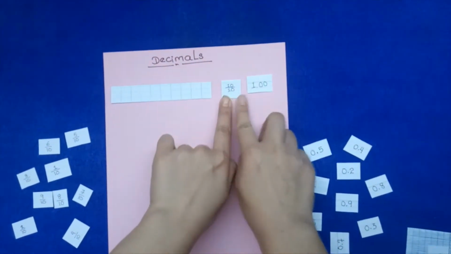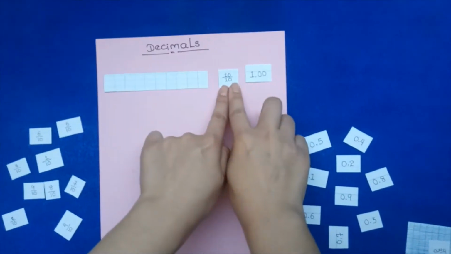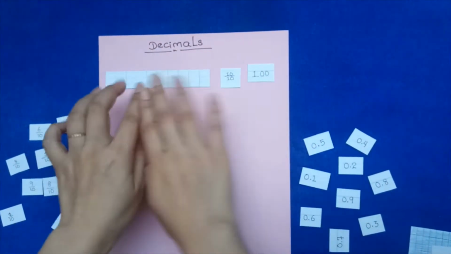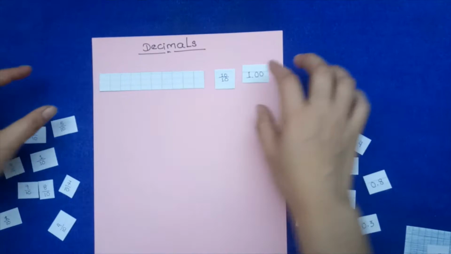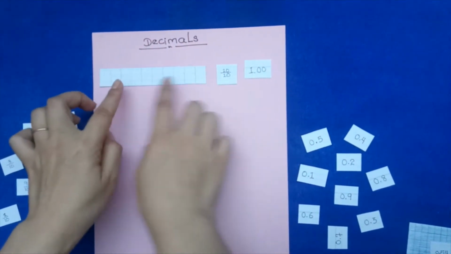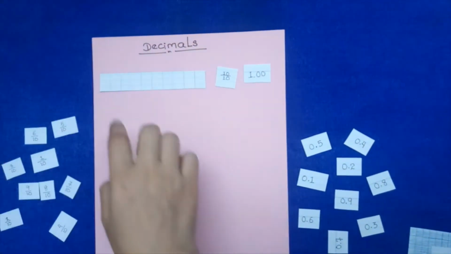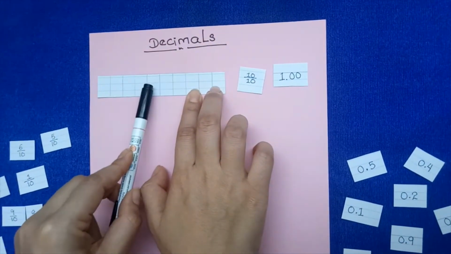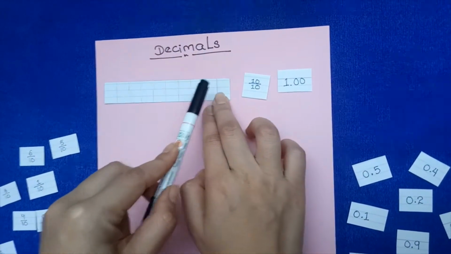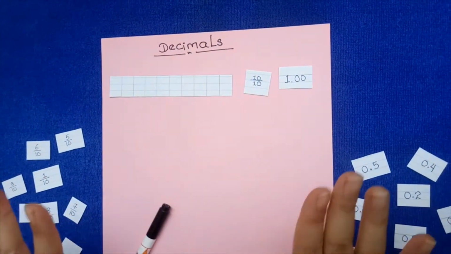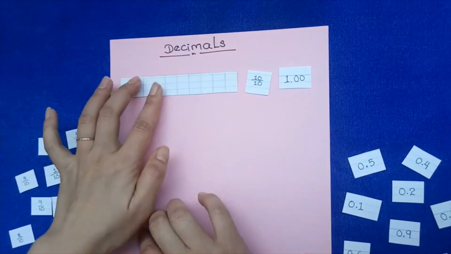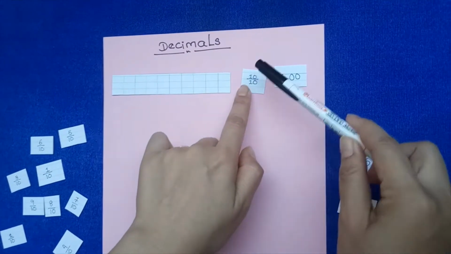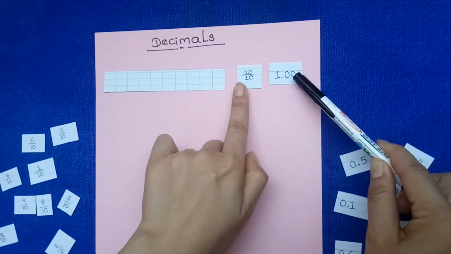10 by 10 is 1, right? This is 1 because we didn't color anything. It is full. So why is it full? Here you can see 1, 2, 3, 4, 5, 6, 7, 8, 9, 10. There are 10 parts. That's why 10 divided by 10 is 1.